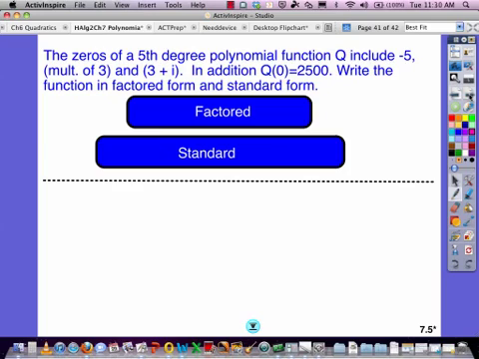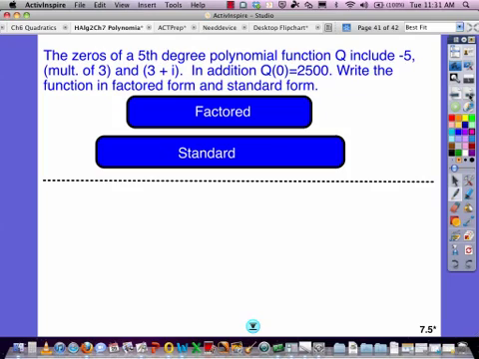And we have the imaginary 3 plus i, or complex number. So then we should know from that complex conjugate rule that we also have 3 minus i as a root. And then q of 0 will calculate out to equal 2500 in our equation. So we have a couple things to do here. We want to write it in factored form and standard form. Now obviously if we get it to factored form, all we have to do is our algebra multiplication to get it to standard form. So let's check it.